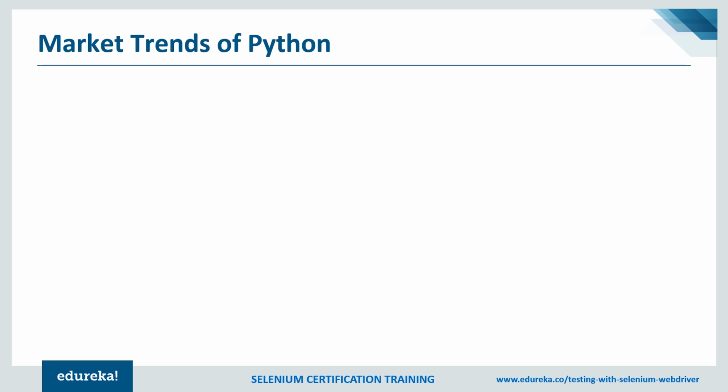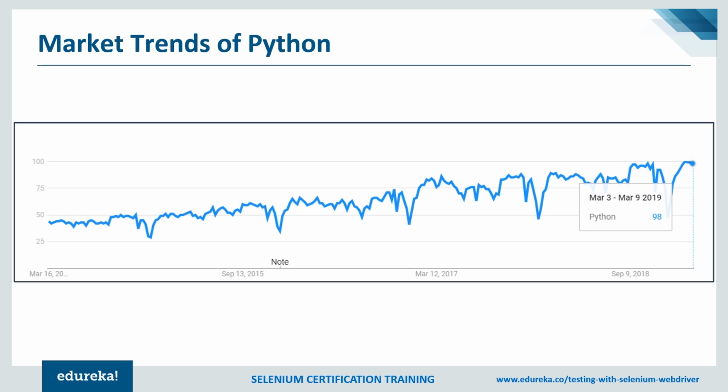With respect to that, let's have a look at the market trends for the Python programming language. This graph depicts the market value of Python over the past 5 years, and you can see the growth rate where it reached the peak maximum in the last year. And recently you can see the Python count as 98 on the recent day of March 9. So this implies the market value and demand for Python is growing at a higher rate.